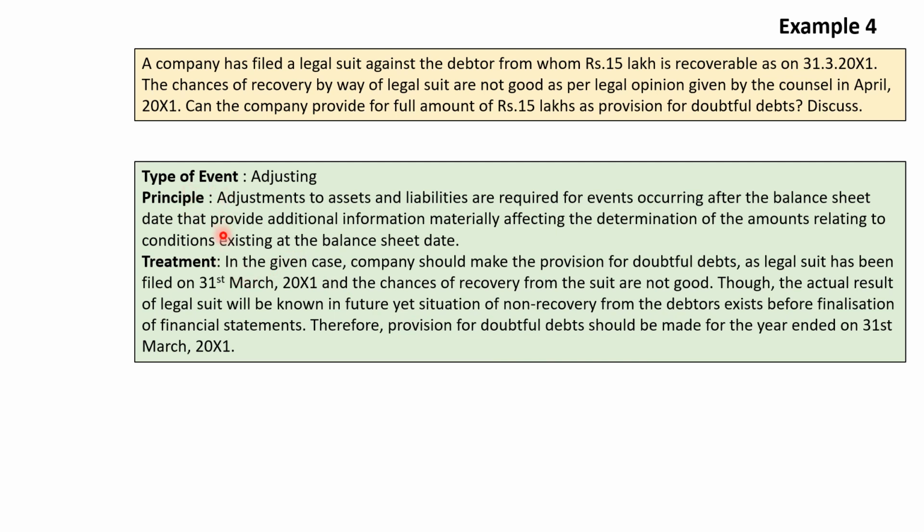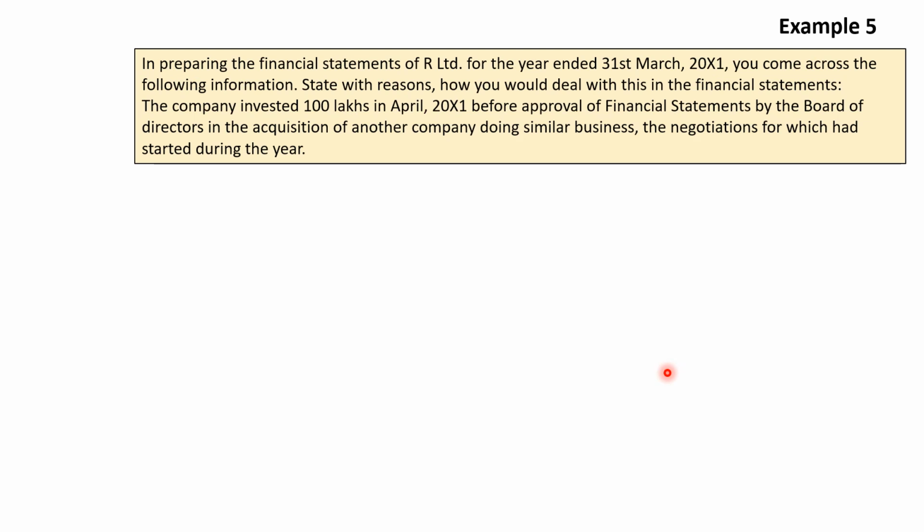That is the same principle I am copying again. In the given case, the company should make the provision for doubtful debts as the legal suit has been filed on 31st March 2021 and chances of recovery from the suit are not good. Though the actual result of the legal suit will be known in future, yet the situation of non-recovery from the debtor exists even before finalization of financial statements. Therefore, provision for doubtful debt should be made for the year ending on 31st of March to the extent of rupees 15 lakh. Next example. Take a break if you want and then come back.